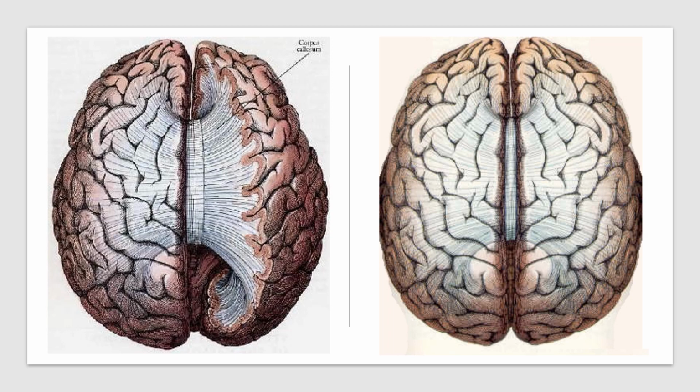A deep median cleft, the longitudinal cerebral fissure, incompletely separates the two cerebral hemispheres, both in front and behind. In the central part, the cleft extends downwards up to the corpus callosum, which is a large mass of white fibers joining the two cerebral hemispheres across the median plane.